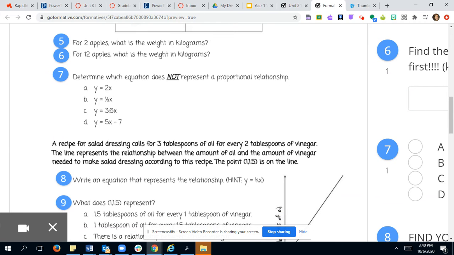Number 7, determine which equation does not represent a proportional relationship.